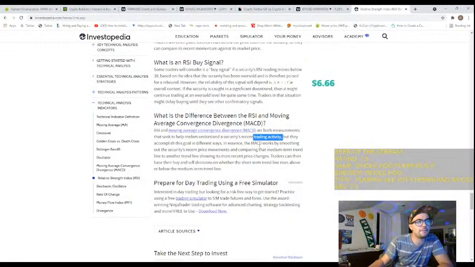The MACD works by smoothing out the security's recent price movements and comparing that medium-term trend line to another trend line showing its more recent price changes. Traders then can base their buy and sell decisions on whether the short-term trend line rises above or below the medium-term trend line.